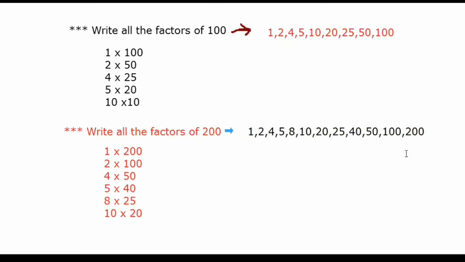In the exam, they may give it this way: write all the factors of 200. You have to write this one. This one is the answer. This one is not the answer. If they have given, write five factors of 200, then that is very easy.